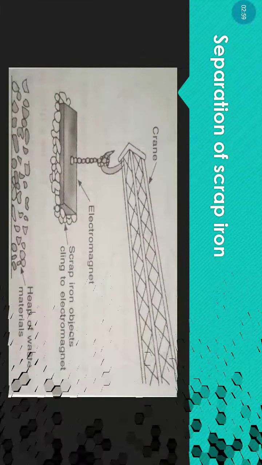Now, the practical use of this method of separating magnetic substances or iron from a mixture is in separating scrap iron. If there is a heap of waste material kept over an area, and we need to separate the iron articles from it, then we can bring a huge electromagnet or a magnet, so that the iron is attracted. It is a very common method to separate a magnetic mixture.